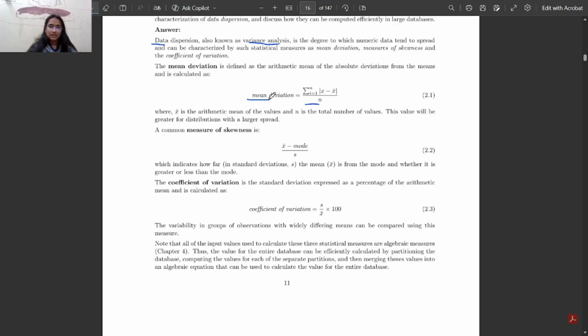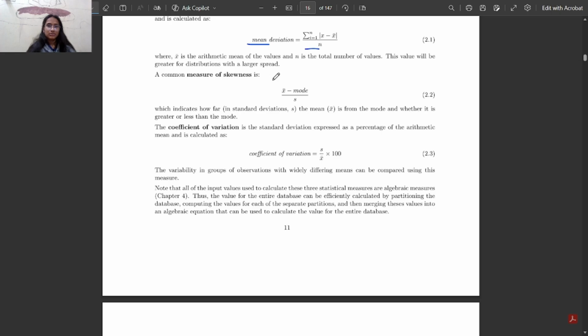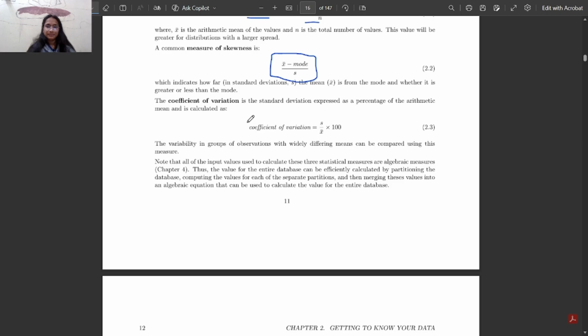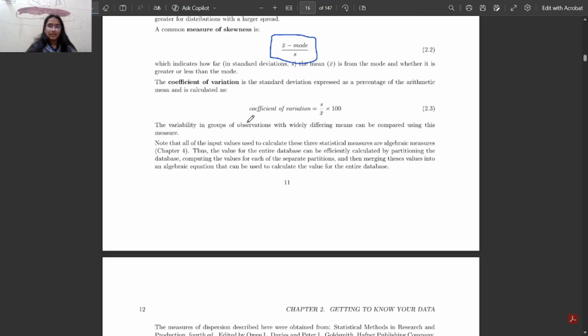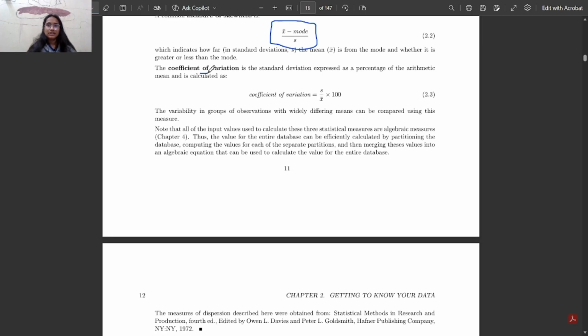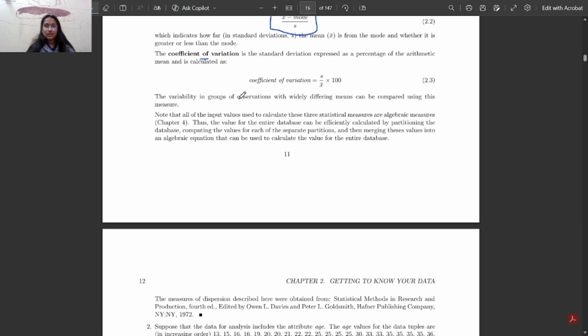Second one is skewness. Skewness tells us how symmetric the data is, or whether the data is leaning towards the left or right side. Skewness can be measured using this formula. Third one is the coefficient of variation. The coefficient of variation is the standard deviation expressed as a percentage of the arithmetic mean and is calculated as coefficient of variation equal to this formula. So basically it is the standard deviation divided by the mean, expressed as a percentage.